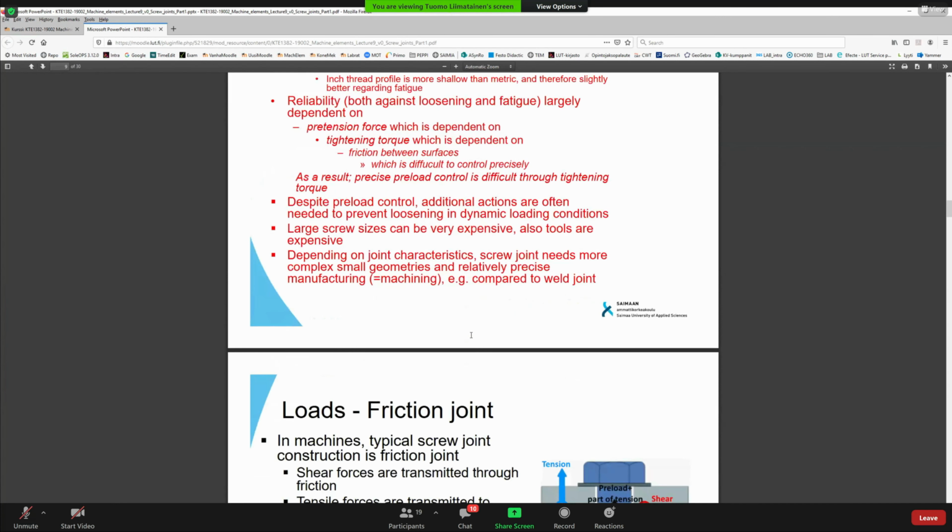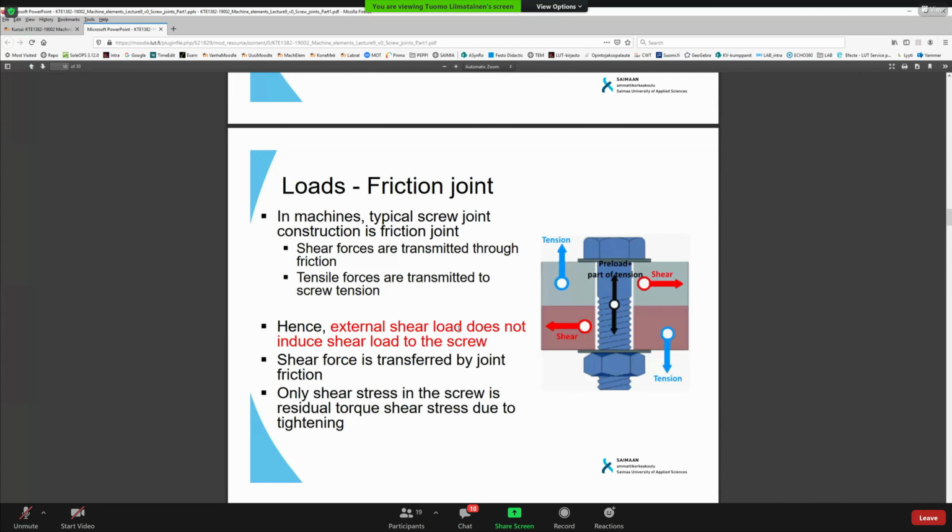Yes, thank you. Okay, so the friction joint is one type of joint that we can utilize, and in machinery, this is quite typical. The basic idea in the friction joint is that the shear forces which are acting in the plates, like here you can see the top plate, the gray one, is loaded to the right hand side. So there's a force acting to the right, and in the lower plate there's a force acting to the left. So there's a shear in between these plates.